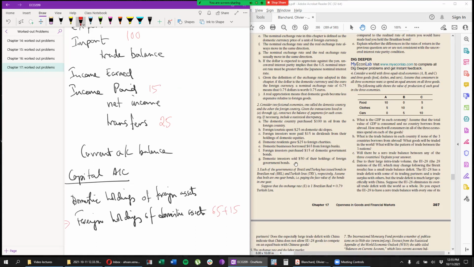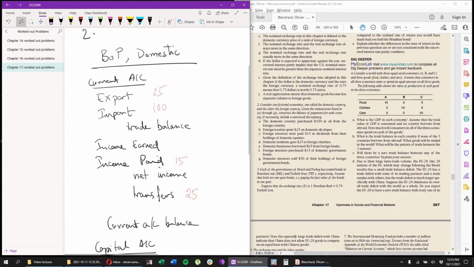And finally, we have domestic investors who are selling their holdings. So this is minus 50. If we were buying assets in a foreign country, that would have been plus 50, but this is actually an asset that we have, but we are selling off. So domestic holding of foreign assets is going down, so minus 50.